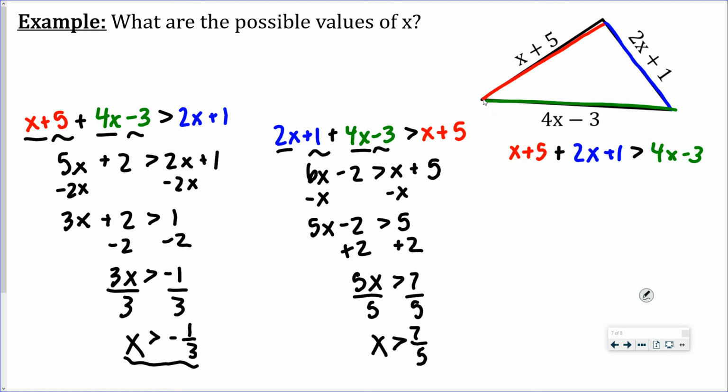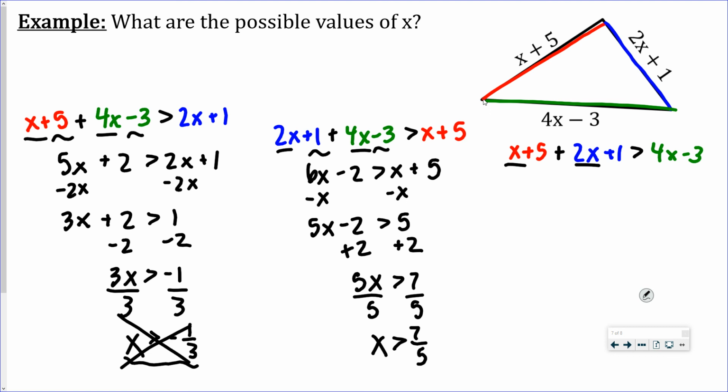Okay, so what I have so far is that x has to be greater than negative 1/3, but x also has to be greater than 7/5. So you can kind of ignore this one, because as long as it's greater than 7/5, it's going to be greater than negative 1/3. Okay, you should have an overlapping one like that.